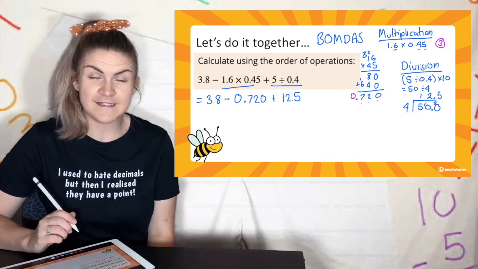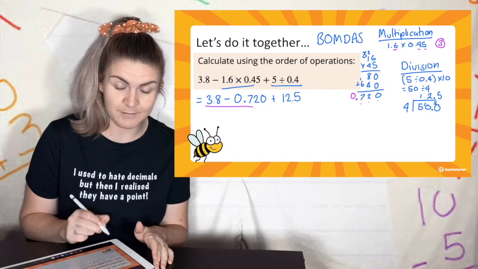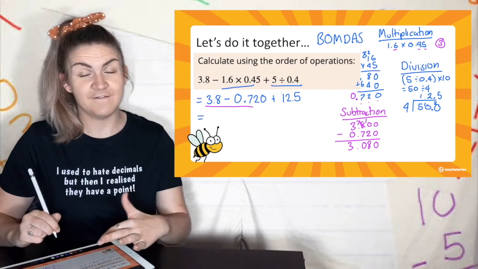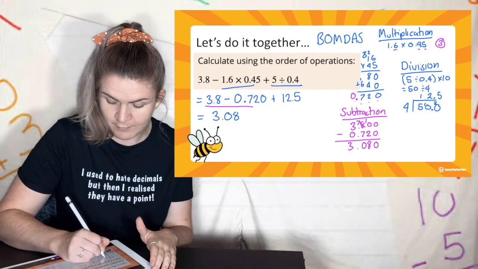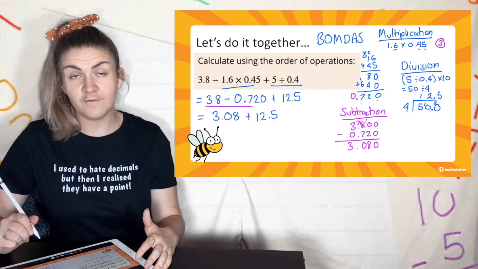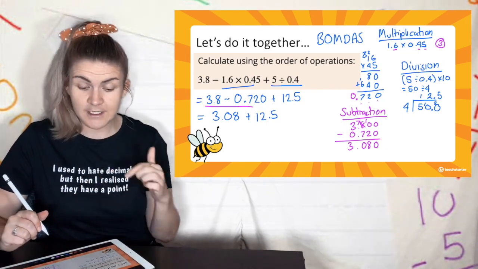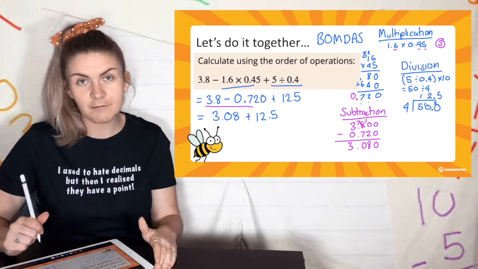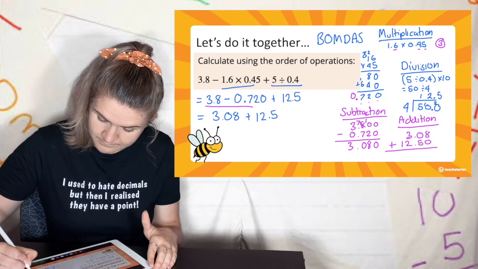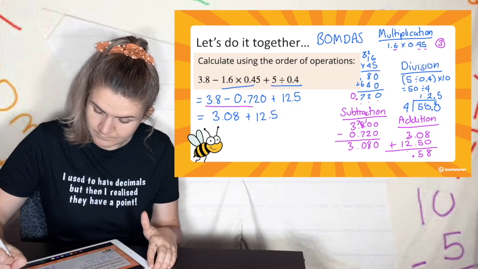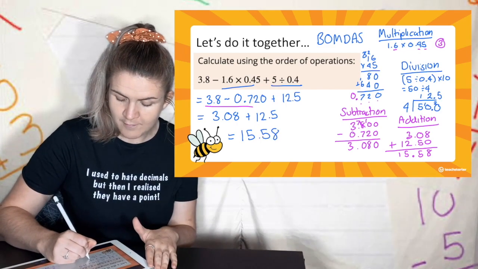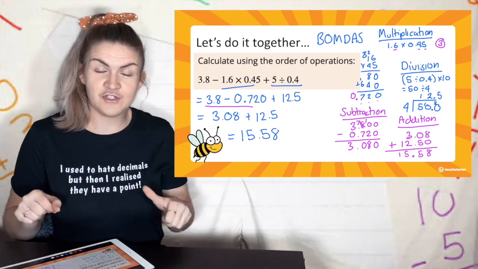Next thing I'm going to do is addition and subtraction from left to right. And I've got a subtraction first. Now that I've finished my subtraction, I can rewrite it out, and I've done this operation, so I'm writing in the answer, which is 3.08. And then I'm writing all the other information I haven't used yet, which is 12.5. Don't forget, you have to carry down every piece of information every time to make those equals signs true. My last operation is an addition. Now that I've done my last operation, it equals 15.58.